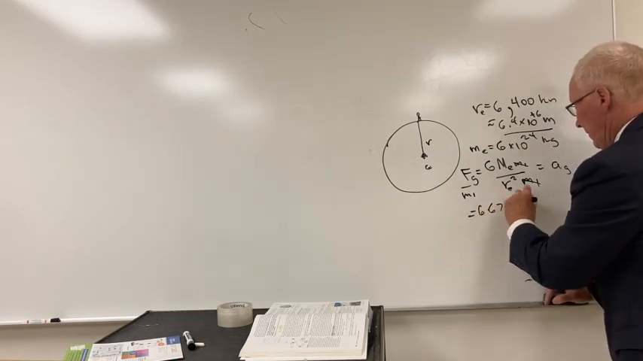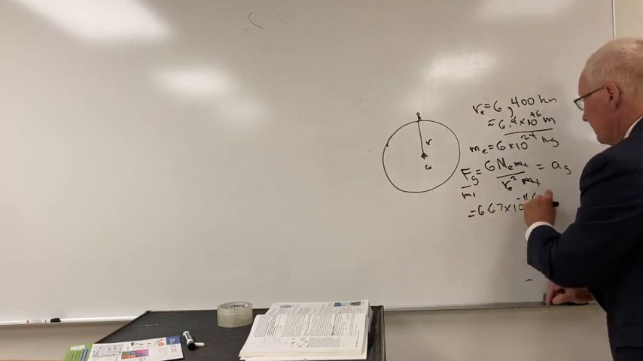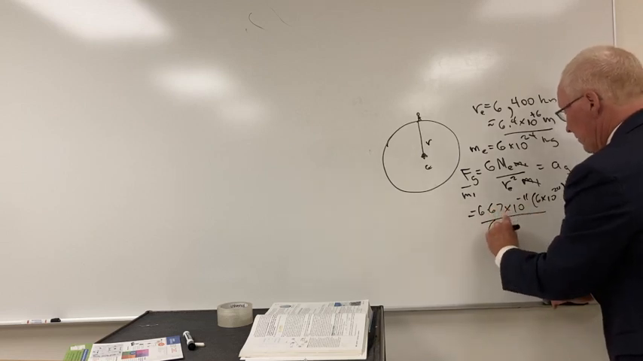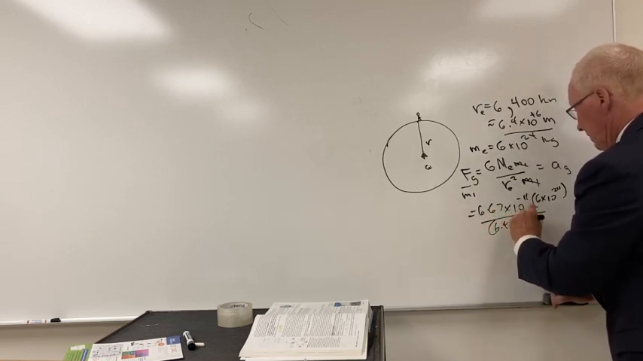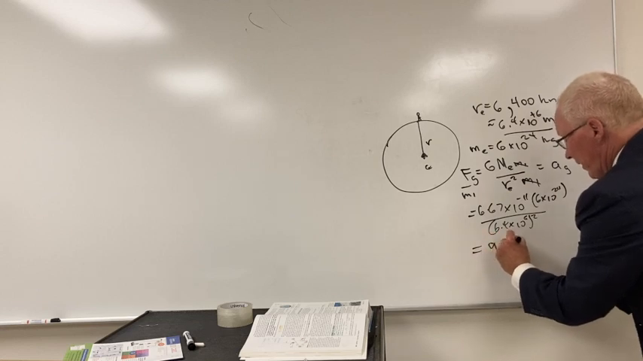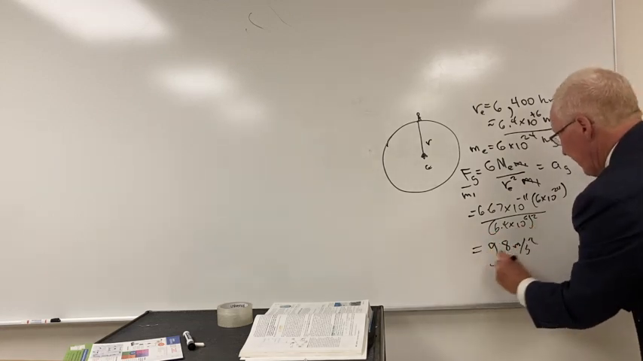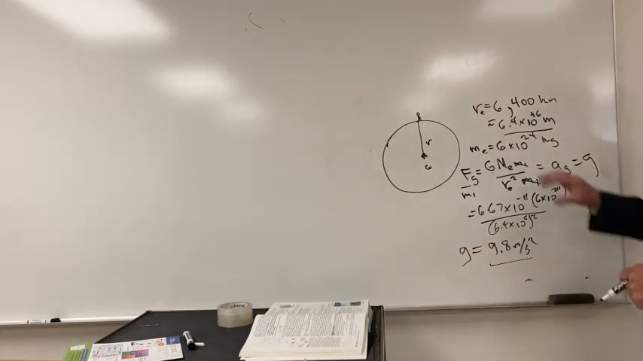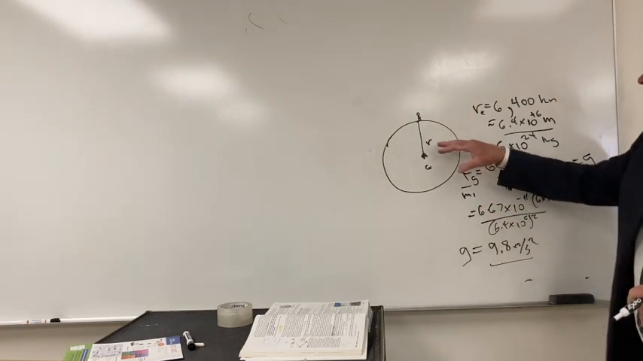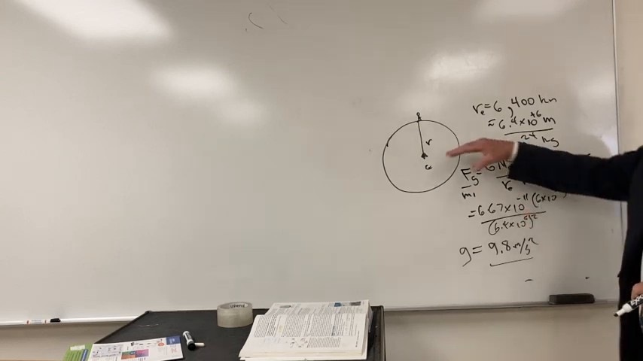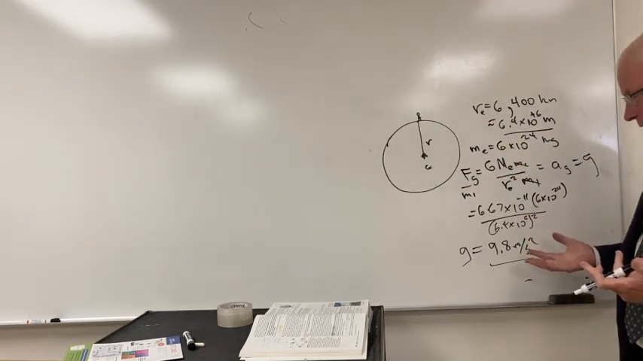6.67 times 10 to the minus 11th times 6 times 10 to the 24th over 6.4 times 10 to the 6th squared, and we end up with g, 9.8 meters per second squared. So that is what our little g is: how far we are standing on Earth's surface with the mass of the Earth and the distance we are from the center of the Earth.